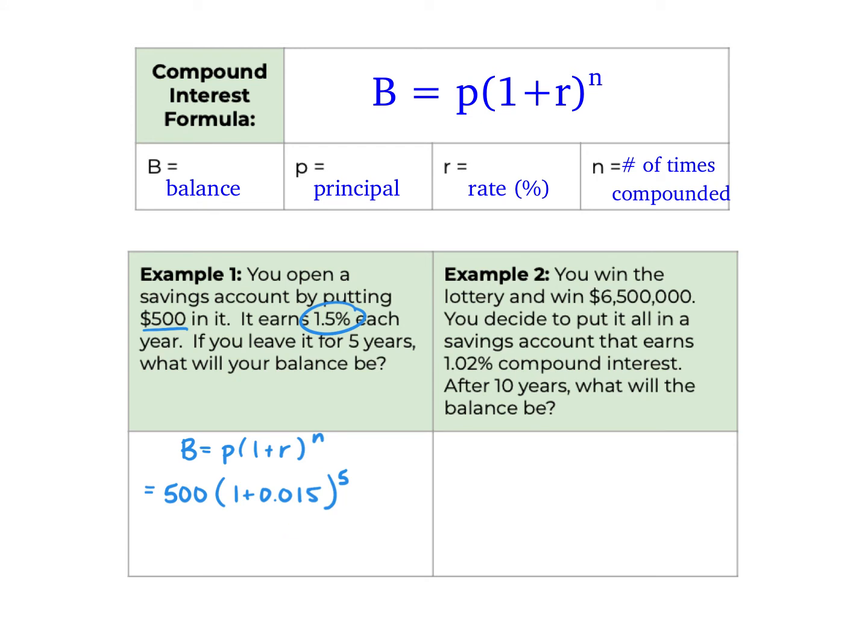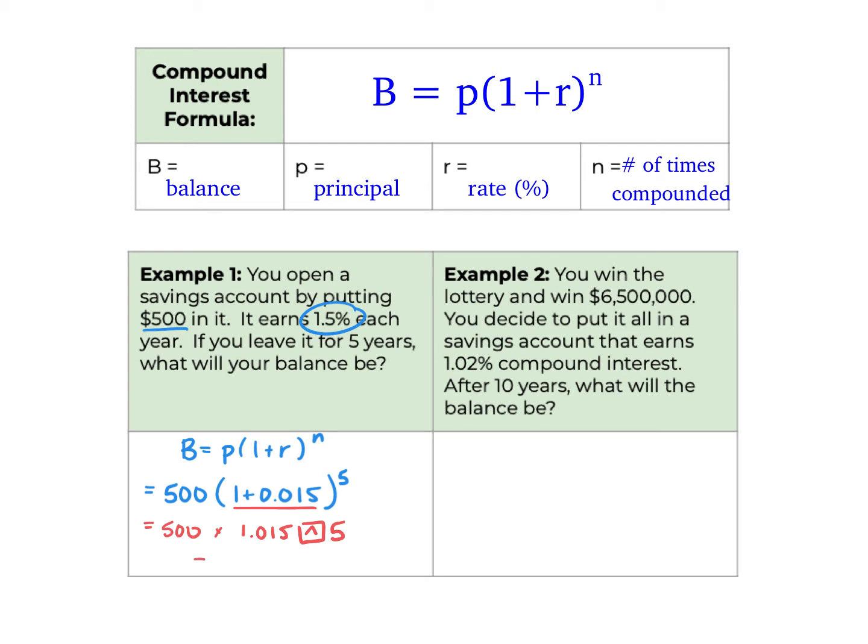As far as typing this into your calculator, what I would recommend is doing this part on your own. So the 500 times 1.015. And then remember on a calculator to do exponents, you're looking for that caret key that looks like this, with your 5 afterwards to show to the 5th power. So go ahead and try that out as you're watching along.